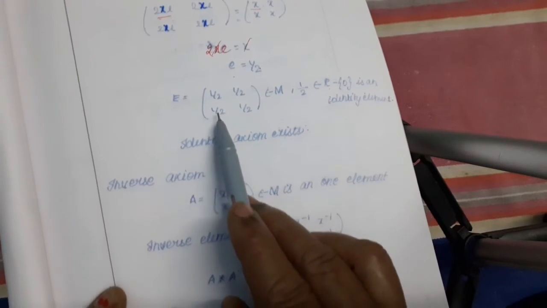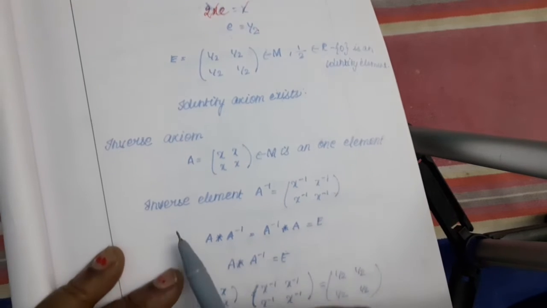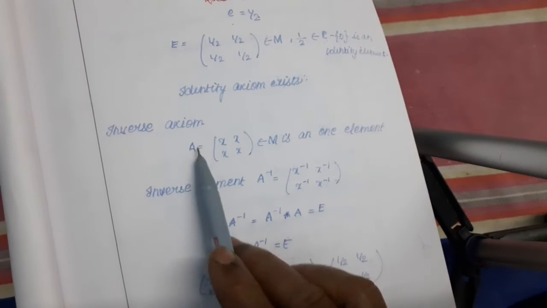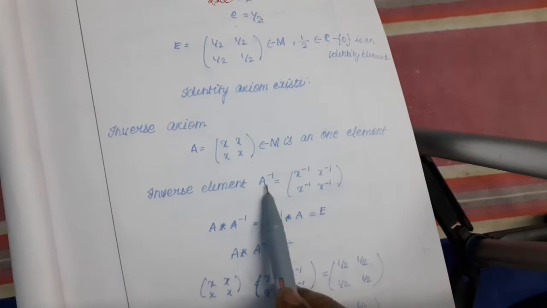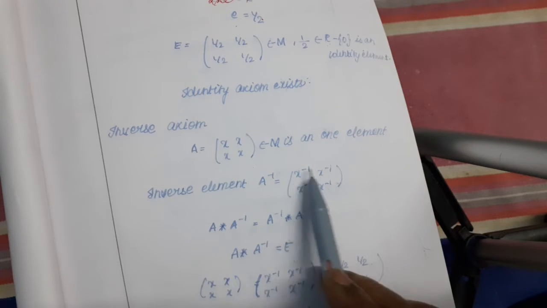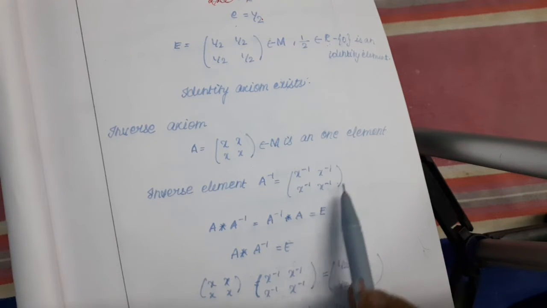So we get the identity element, what is it? 1 by 2 in the 2 by 2 matrix. Next, we are getting the inverse axiom. A equal to X, X belongs to M, is an element. What is the inverse element of A? That is A inverse equal to X inverse, again X inverse, in the 2 by 2 matrix.